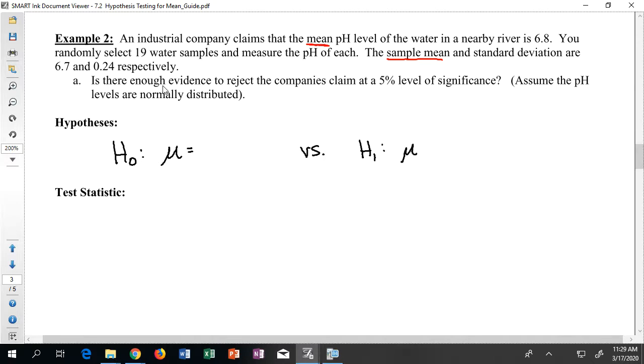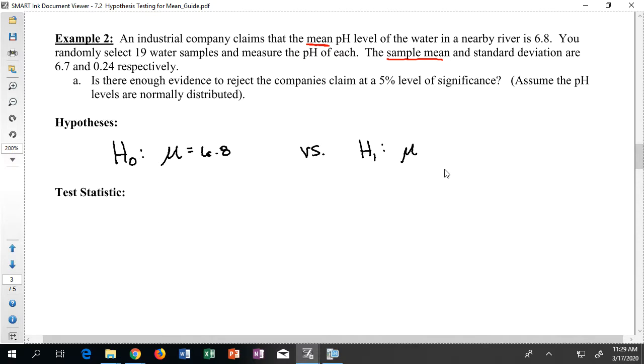So let's see. What does the company claim? The company claims that the mean pH level in the water is exactly 6.8. Okay, perfect. So that's easy. Their claim is H0. You randomly select, blah, blah, blah, all this stuff. Part A, is there enough evidence to reject what the company says? Could you reach the conclusion, no, the company is wrong? Well, you could think about what would that mean when I write that as a hypothesis down here in H1.